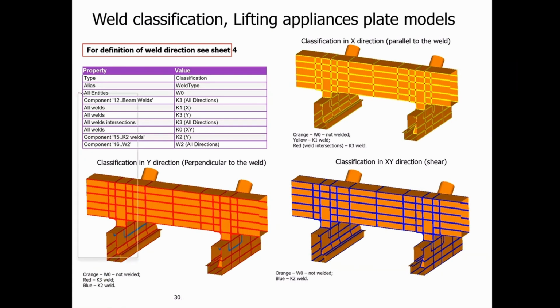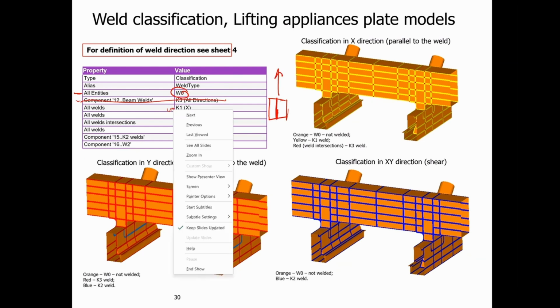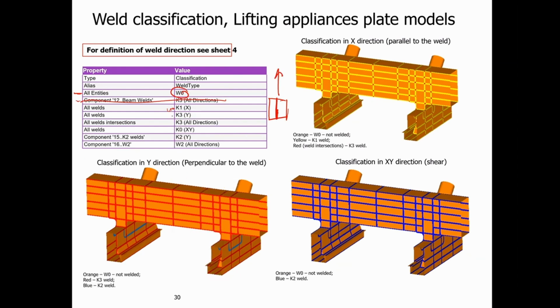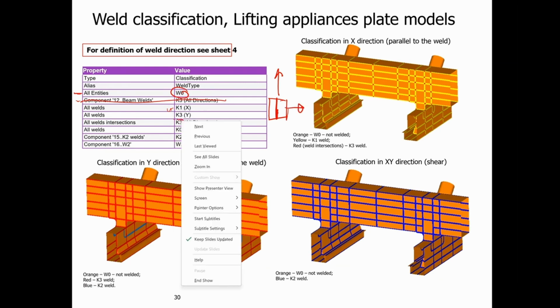It works in this way. For all materials, I have a W standard, so non-welded. Then I override that for beam components. We skip that, because if you have beam elements, we skip it for the moment. For all welds in the weld direction, so that's in the X direction, if this is my weld, that is in that direction, I have a weld class of K1. Perpendicular to the weld, so that is in that direction, I have a classification K3.